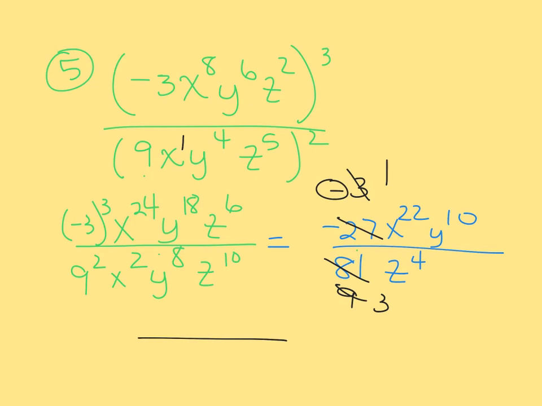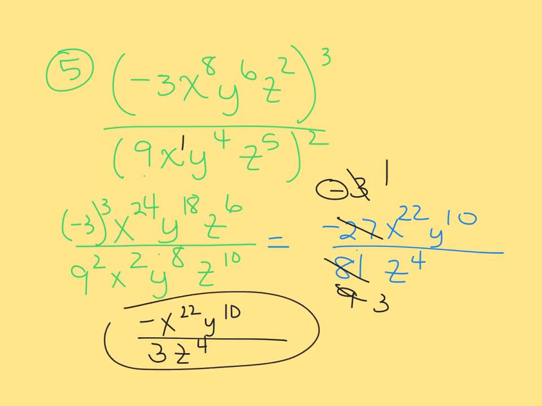So my final answer to this problem, first of all, you need to know that the negative can go on the top or the bottom. It doesn't really matter, so I'm going to put it on the top. And then I have x to the 22nd, y to the 10th, over 3, z to the 4th. Now the 3 has to go on the bottom, but if you want, you could put the negative on the 3. It doesn't matter where that negative is. And that's your final answer.